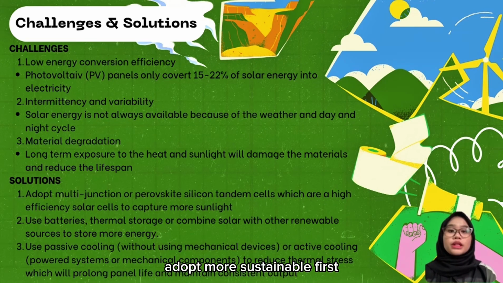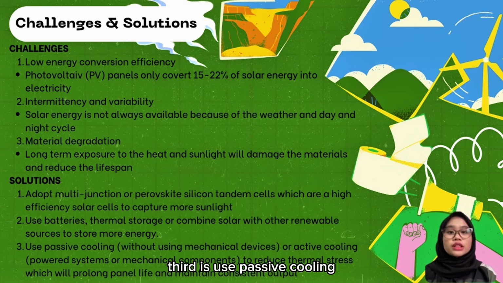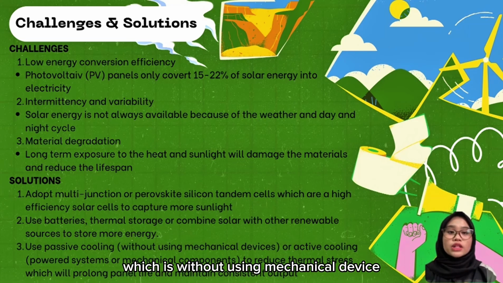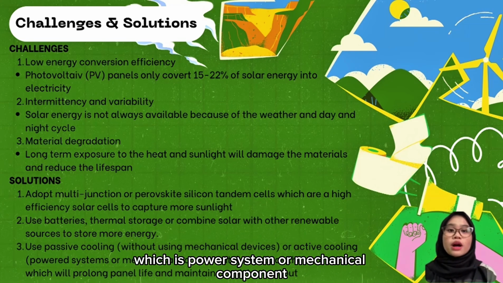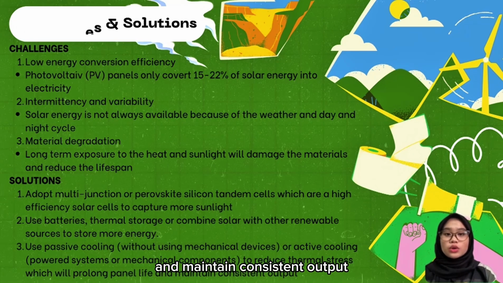Solution: adopt multi-junction or perovskite silicon thermal cells, which are high-efficiency solar cells that capture more sunlight. Second, use batteries, thermal storage, or combine solar with other renewable sources to store more energy. Third, use passive cooling, which is without using mechanical devices or active cooling, which is a power system or mechanical component, to reduce thermal stress, which will prolong panel life and maintain consistent output.